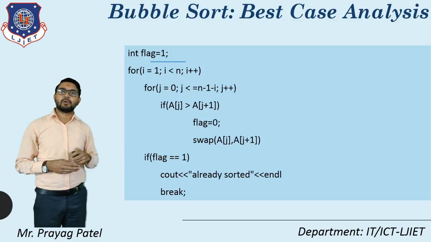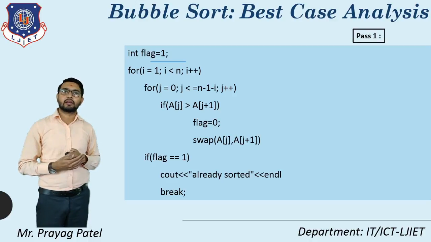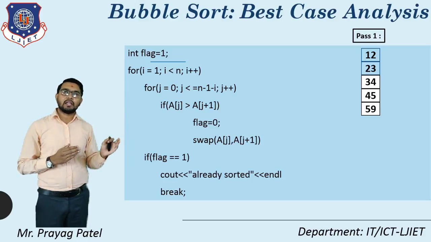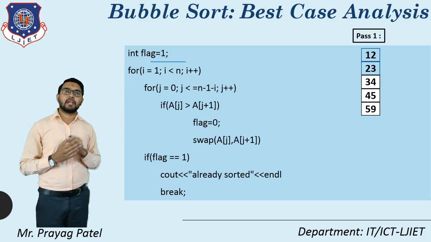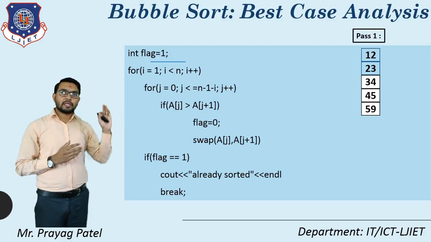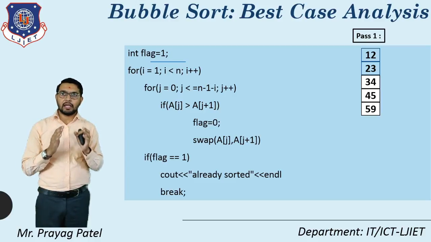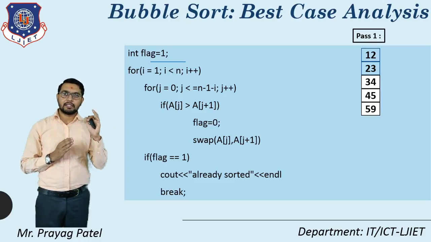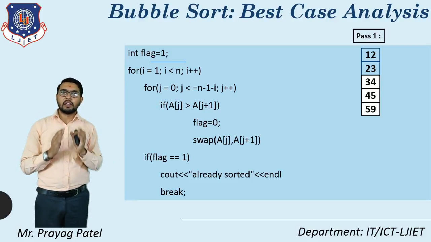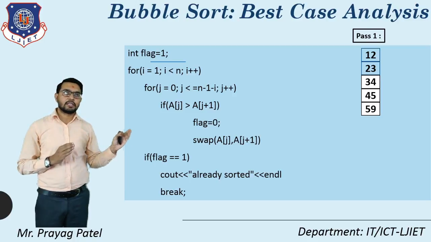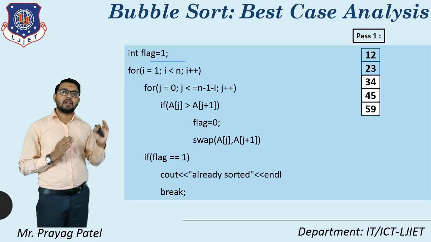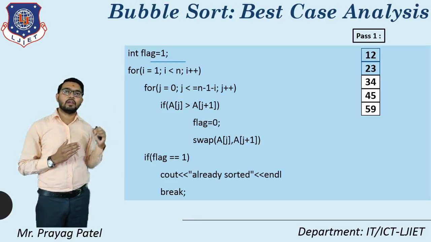Here we take an example to understand how this algorithm works. In the first pass, consider the given array as 12, 23, 34, 45 and 59, which means this is sorted data. The best case of bubble sort is when the given data is already sorted. So this example, with already sorted data, is considered the best case of bubble sort. Now in pass 1 we have the values 12, 23, 34, 45 and 59.